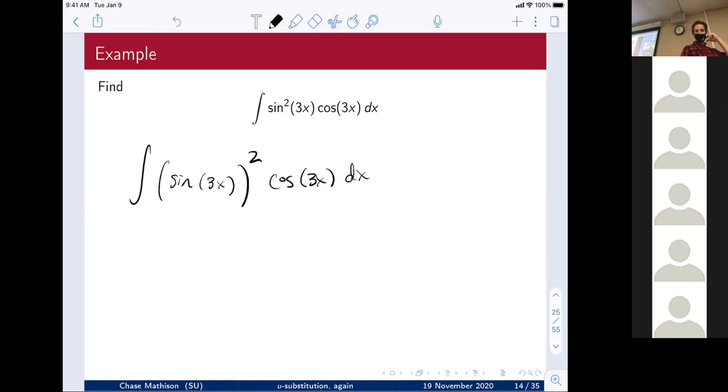So, what should I make u here? We really have two choices. And this is going to happen to you a lot. You're going to have multiple choices for what u should be. Let's say you make the initial guess, I think u should be 3x. Well, if u is 3x, then what is du? It's just 3 dx, right? So that means dx is 1/3 du, right?